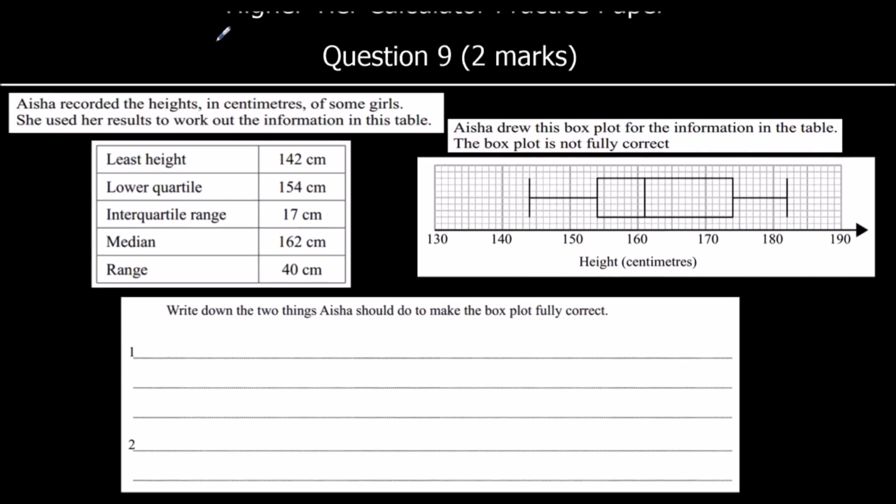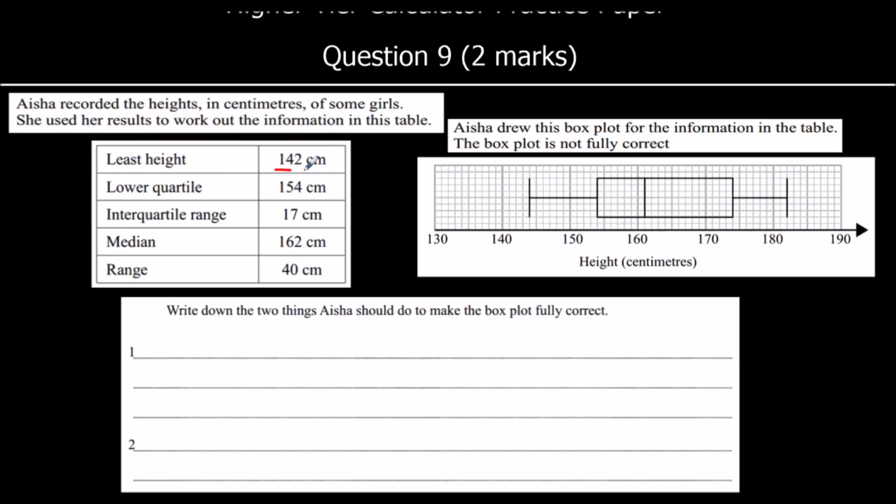Question 9. Aisha recorded the heights in centimeters of some girls. She used her results to work out the information in this table. So we've got the least height, the lower quartile, the interquartile range, the median, and the range. And then it says Aisha drew this box plot for the information in the table. The box plot is not fully correct. Write down 2 things Aisha should do to make the box plot correct. So what are the mistakes?